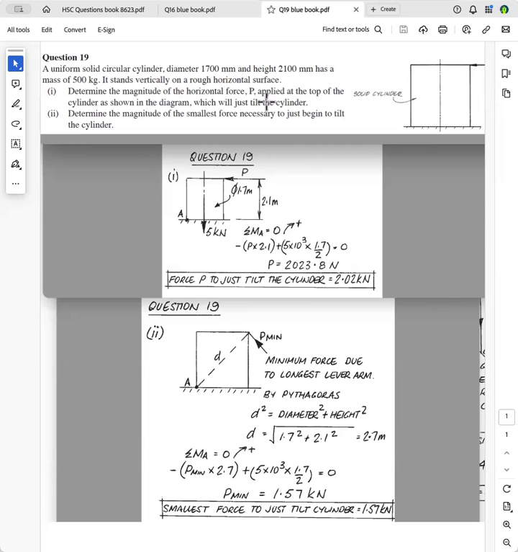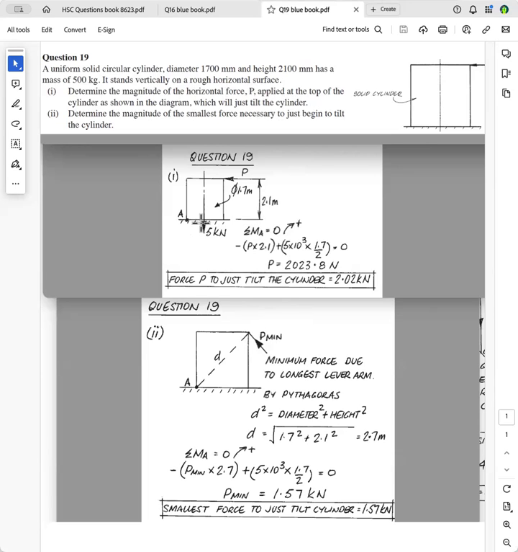Determine the magnitude of the horizontal force P applied to the top of the cylinder as shown in the diagram, which will just tilt the cylinder. Now, it's not a bad idea to just quickly sketch it like this.